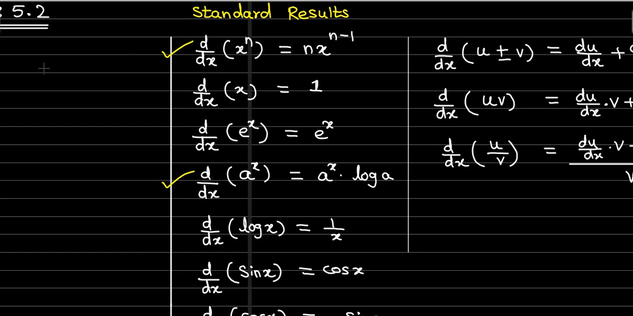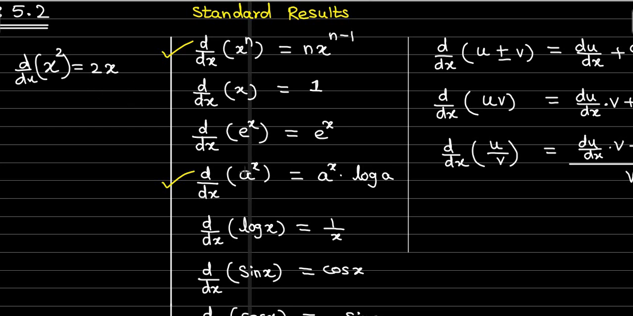So what does the first one say? The variable x is raised to some numerical value. We have to use the first one. That means the power you have to bring as a coefficient, then reduce 1 from the power. So 2 minus 1, which is 1. No need to write the exponent 1, so we get 2x.